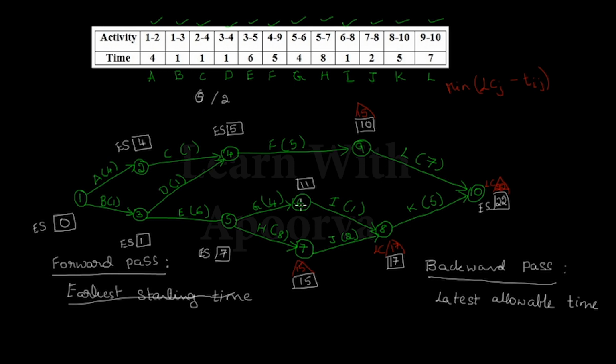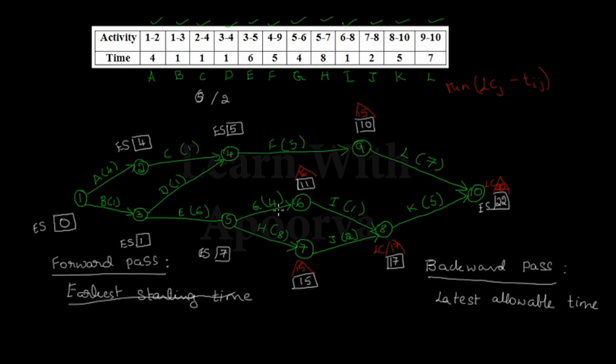So go to node 6. Node 6 has 17 as the next node's latest completion time, and 1 is the activity duration. So 17 minus 1, which is equal to 16, is the latest completion time for event 6.